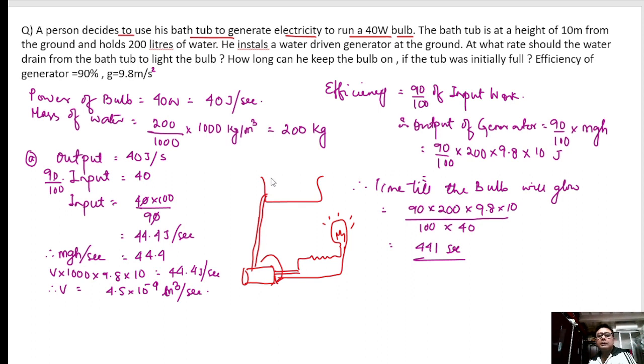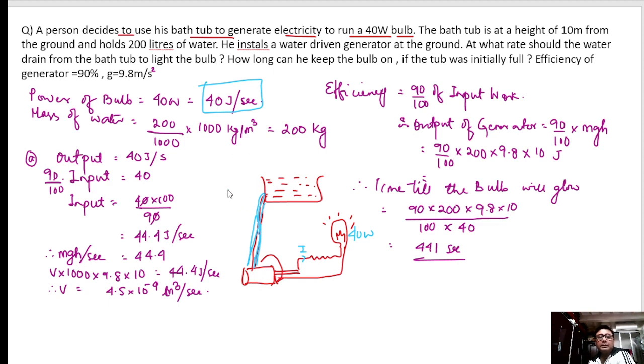Okay, so here is the water in the tub. This water will be falling from here, and due to this, the generator will start and produce electricity, which will light up the bulb. So they are telling the bulb is 40 watt. That means 40 joules per second is needed to light the bulb. It should get 40 joules in 1 second.